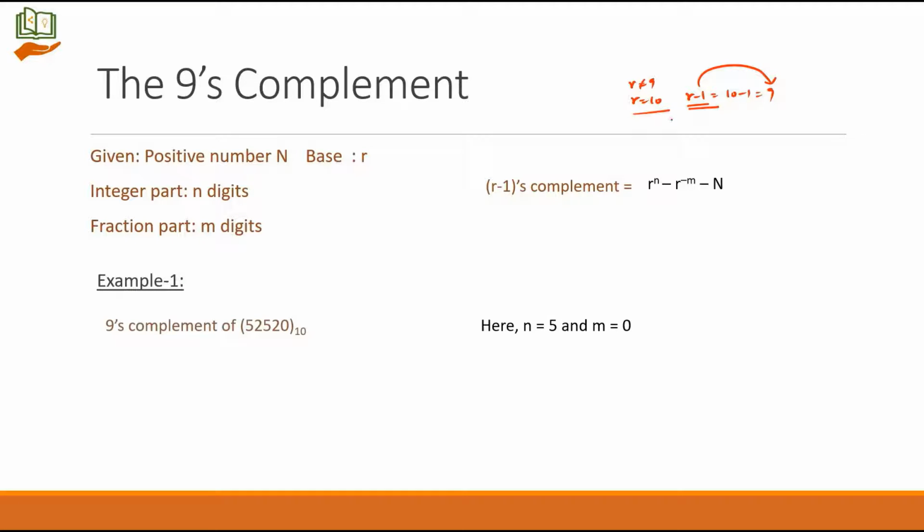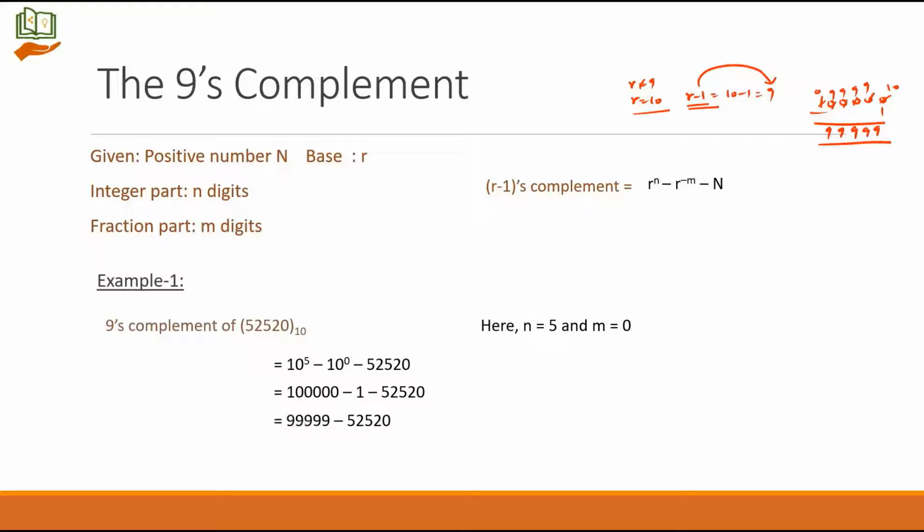So this will be 10 power 5 minus 10 power 0 minus the given number. What is 10 power 5? It is 1 with 5 zeros, minus 1. What is 1 with 5 zeros minus 1? 10 minus 1 is 9. Then all the remaining digits will be turned into 9 and this will be 0. So write all the 9's here. Now you will have 5 nines.